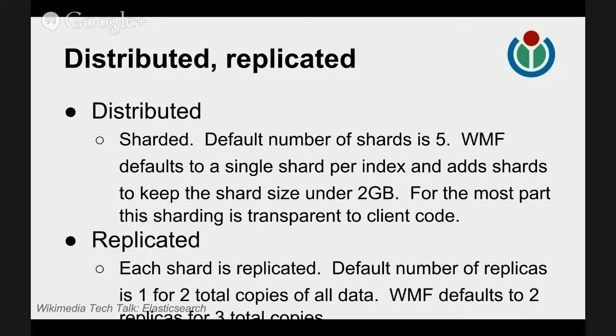So the distributed, replicated part basically means that it's sharded. By default, Elasticsearch uses 5 shards. We default to 1 shard per index. It's lower overhead that way. But for the most part, sharding is invisible to the client code. You don't generally know that your search request is being sharded across 8, 10, 12, 20, 100, whatever shards. It's not a big deal to you.